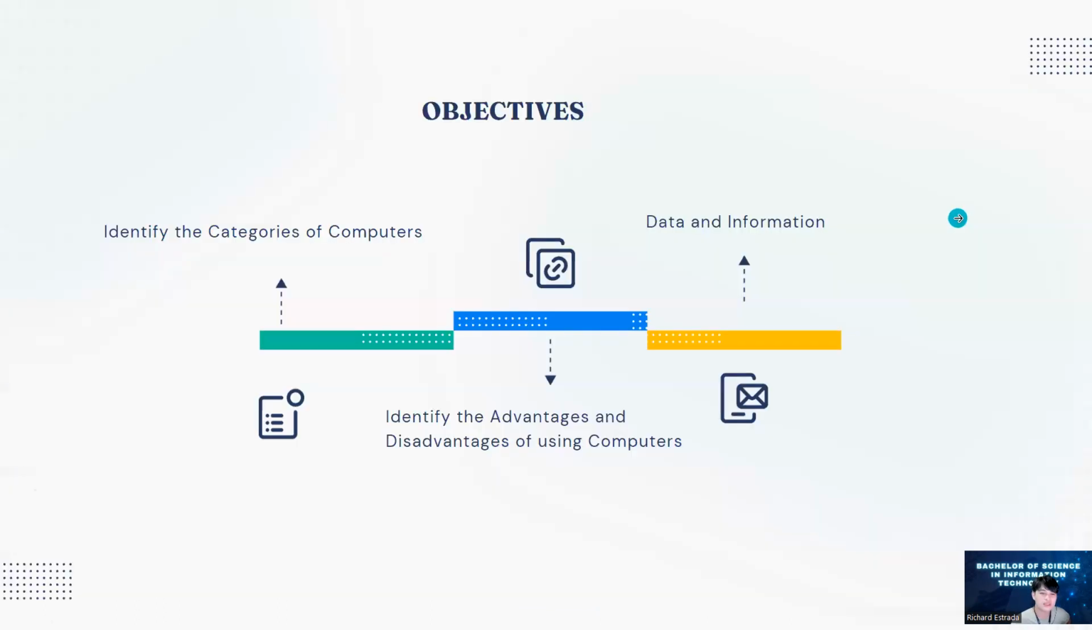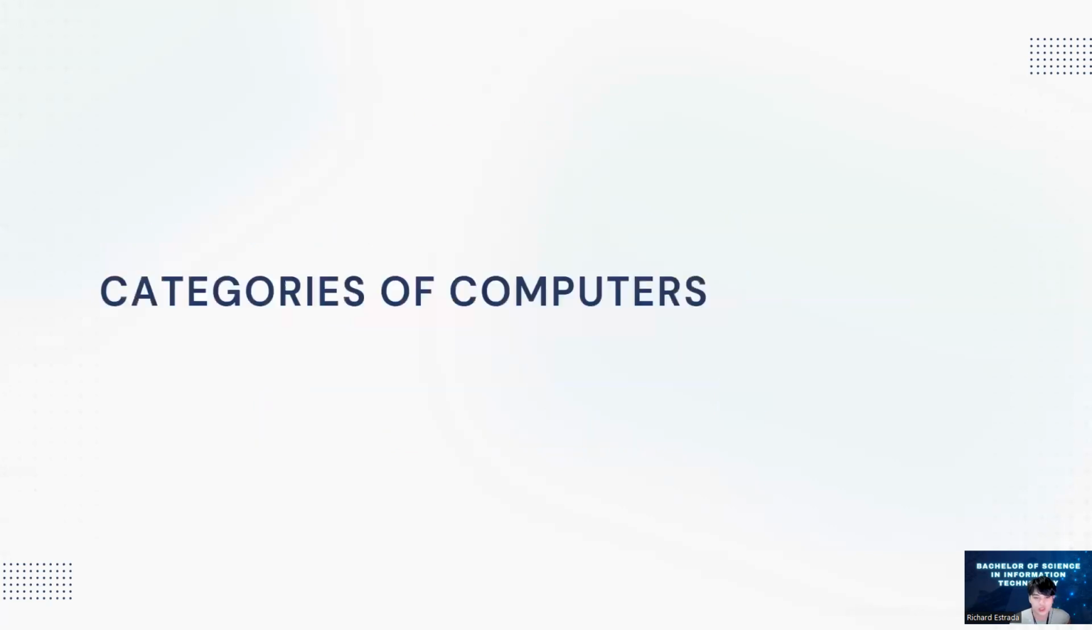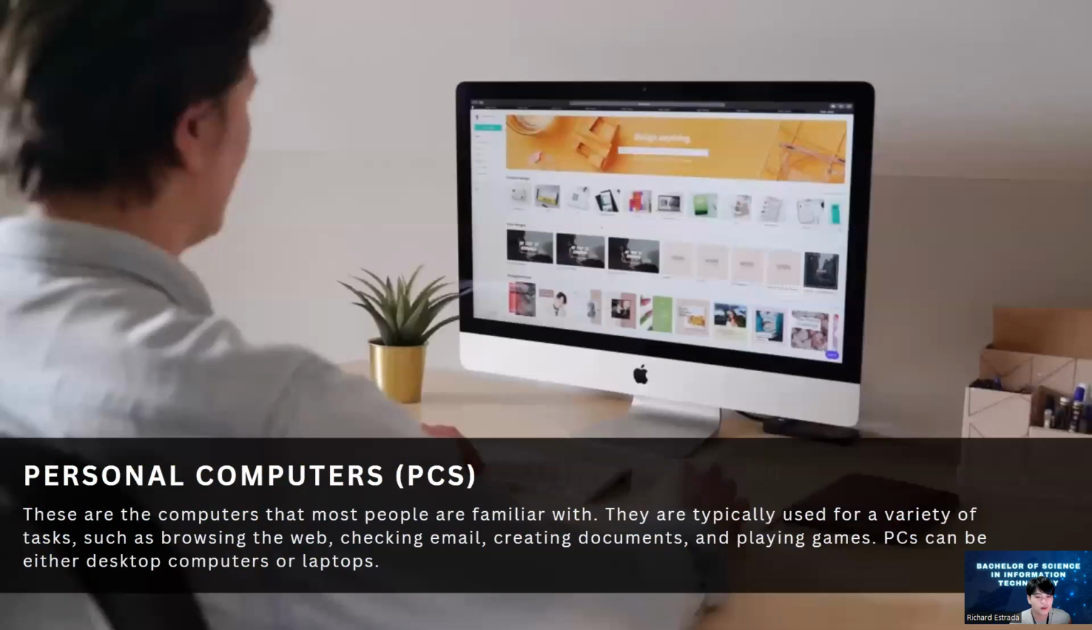Our objectives, of course, are to identify the categories of computers, the advantages and disadvantages of using computers, and also the data and information. So what are the different categories of computers?